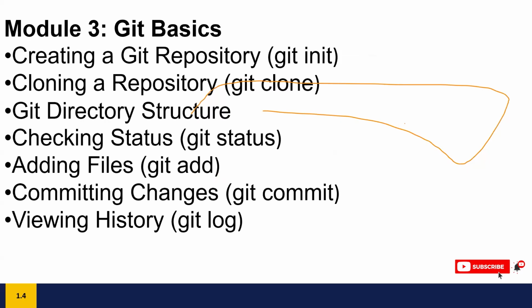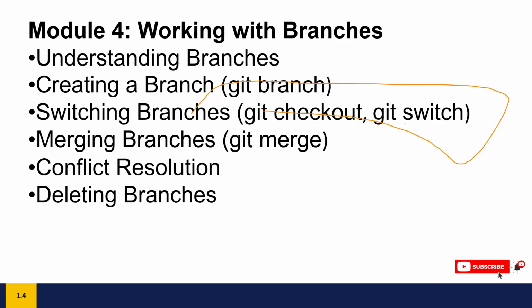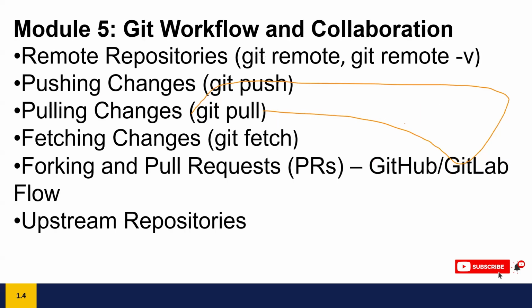Okay, third module, Git basics: creating a Git repository, cloning a Git repository, Git directory structure, checking status and adding files, committing changes, and viewing history. In module 4, we'll discuss working with branches. What is a branch? Why do we need a branch, right? We'll show you: understanding branches, creating a branch, switching branches, merging branches, conflict resolution, deleting branches, and cherry picking.